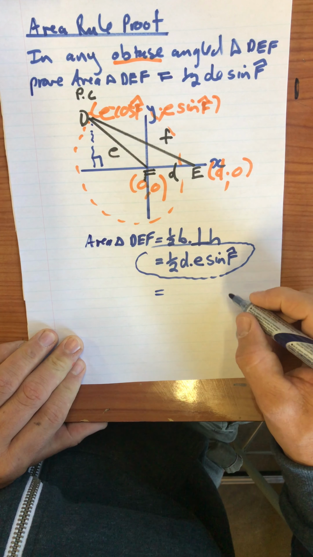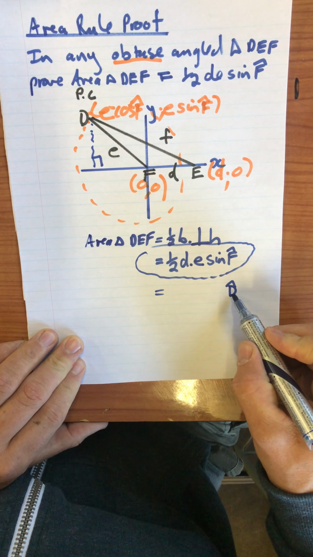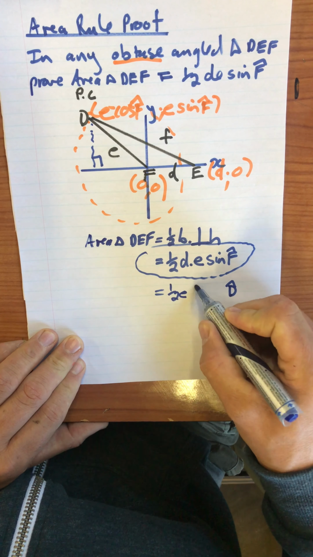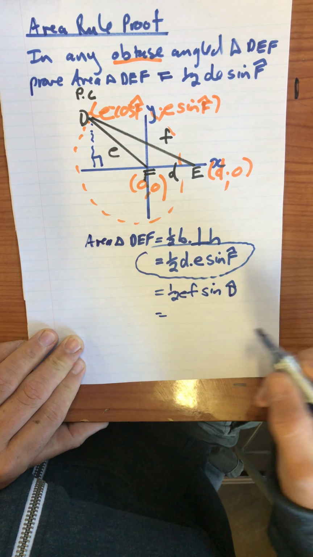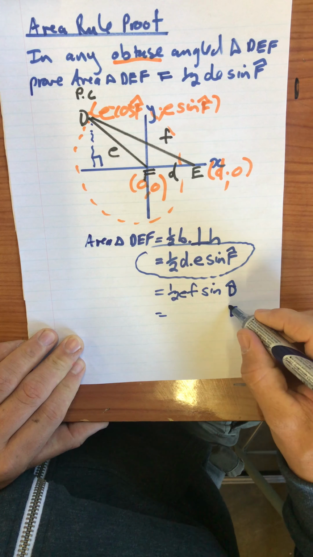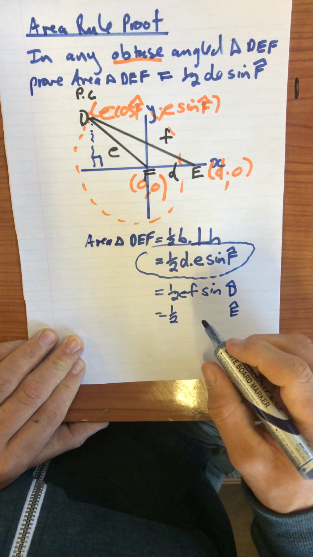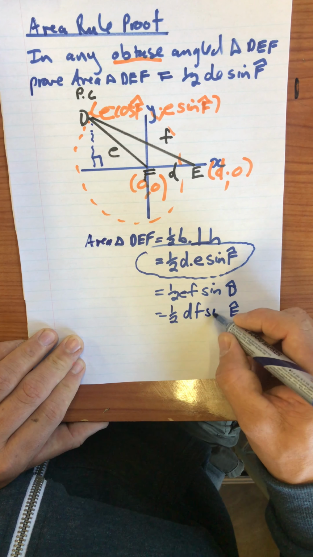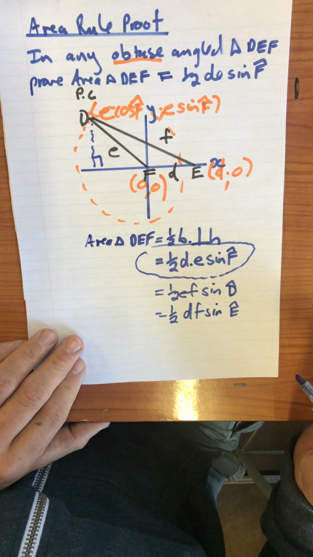If angle D was in standard position, we'd put D in standard position, and it would be a half ef sine D. If E was in standard position, what would we have? We would have a half. What are my other two letters? df sine E. And we're going to need this in our following proofs. Easy as that.